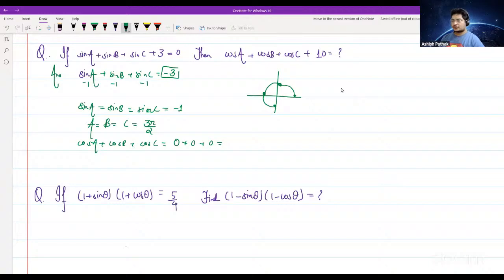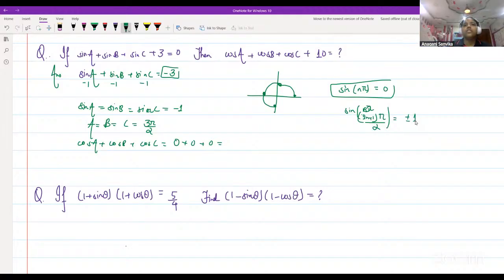So I already told you that if I take all the n pi values, then we are getting the answer as 0. But if I take all the (2n plus 1) pi by 2 values, you will always get the value of this one as either 1 or minus 1. Got it? Either 1 you will get or you will get minus 1.